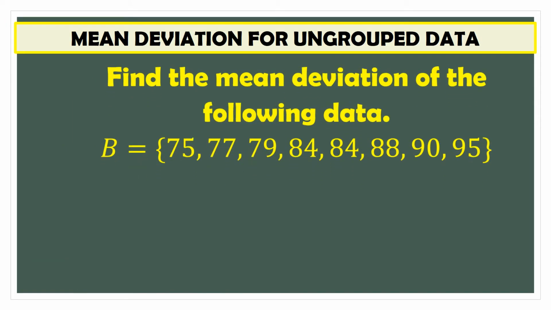Okay, so for example, find the mean deviation of the following data. These are the elements in set B. We have 75, 77, 79, 84, 88, 90, and 95.